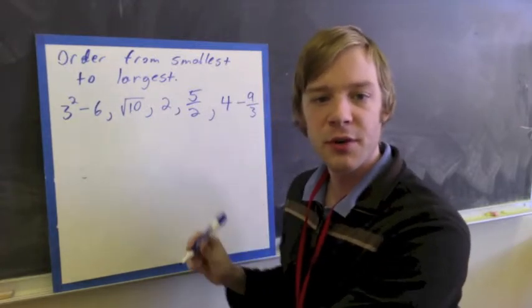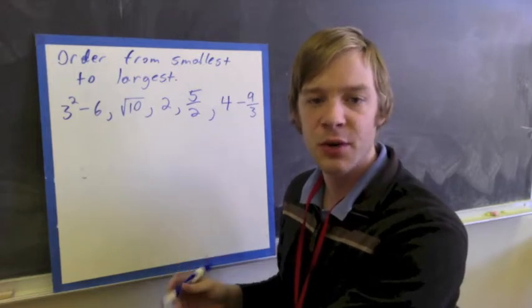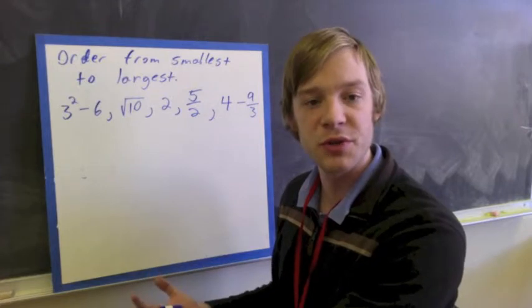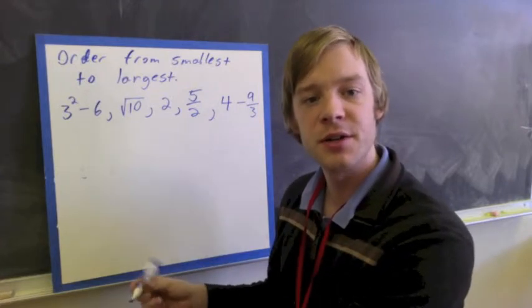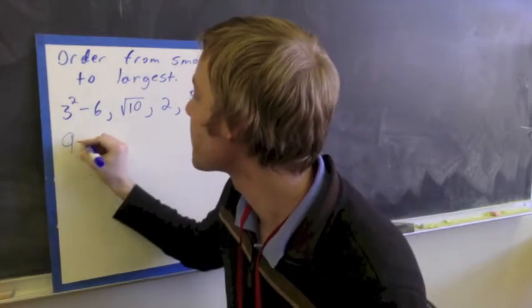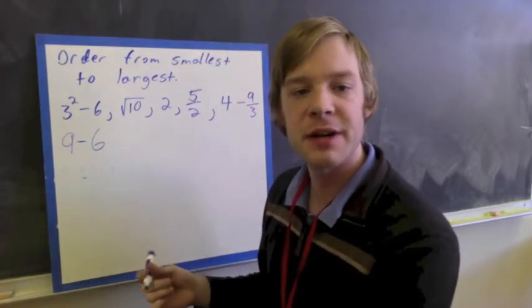So let's start right here, 3 squared minus 6. We know that exponents come before subtraction. So you're going to do 3 squared, which is 3 times 3, or 9. So I'm going to have 9 minus 6 right here. And then 9 minus 6 is going to give me 3.